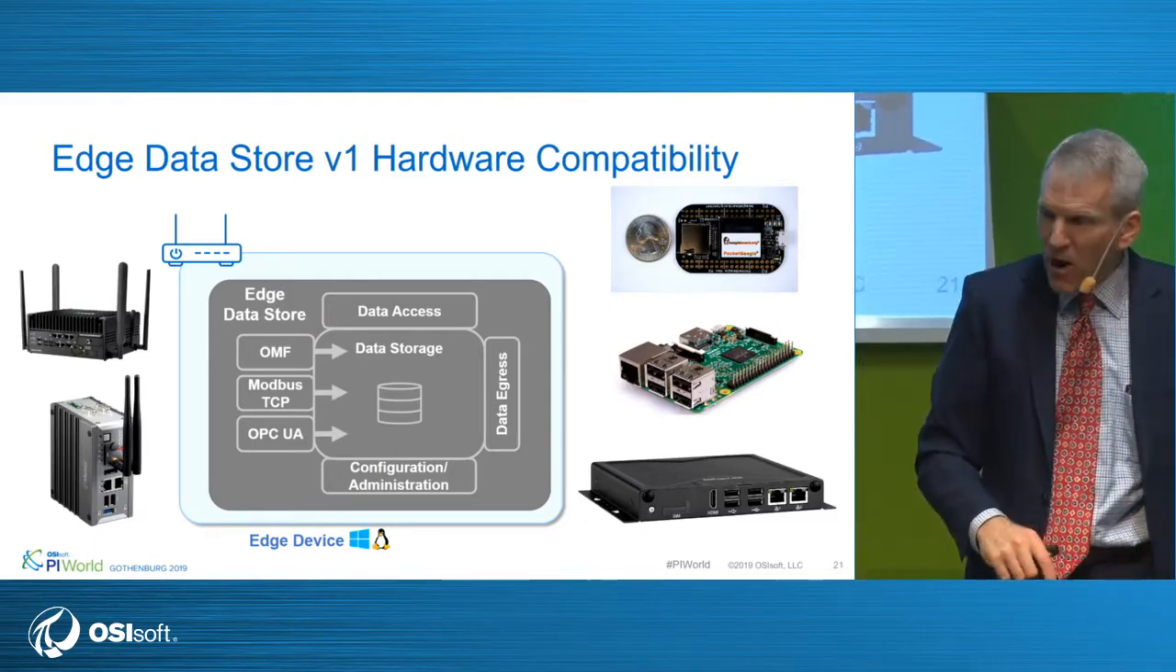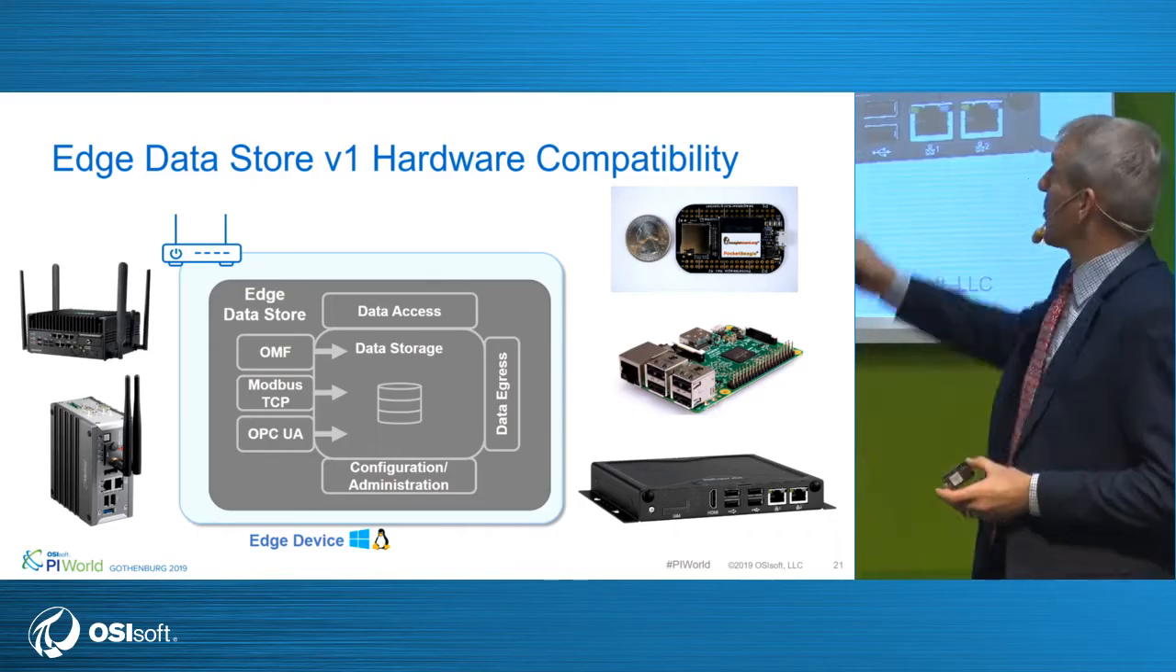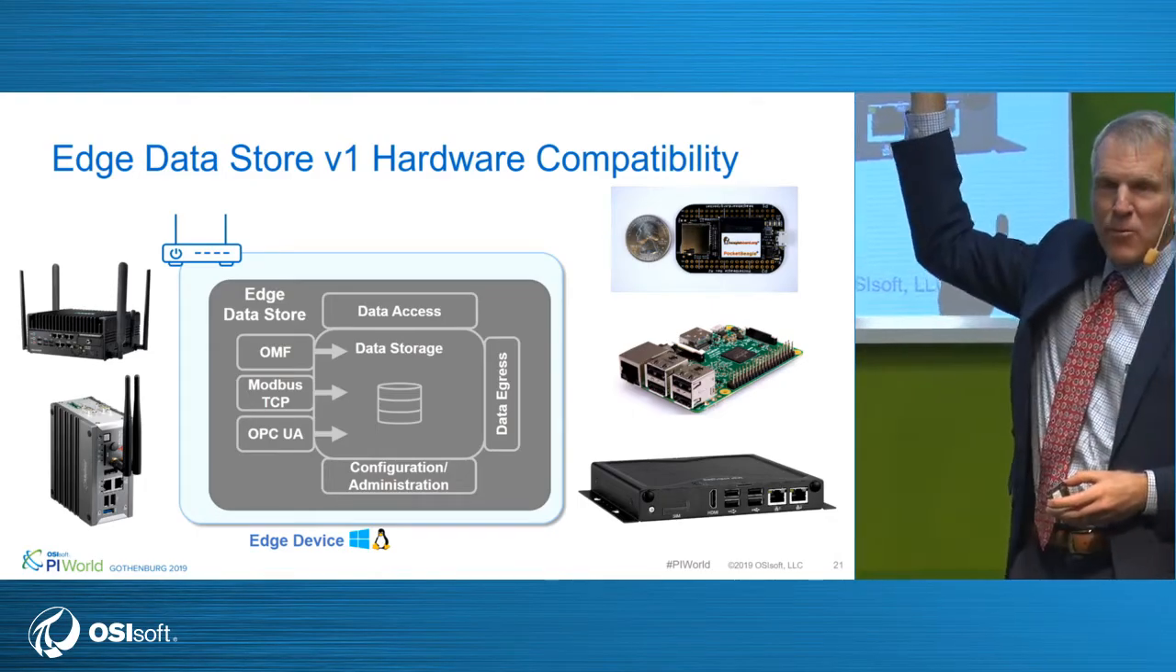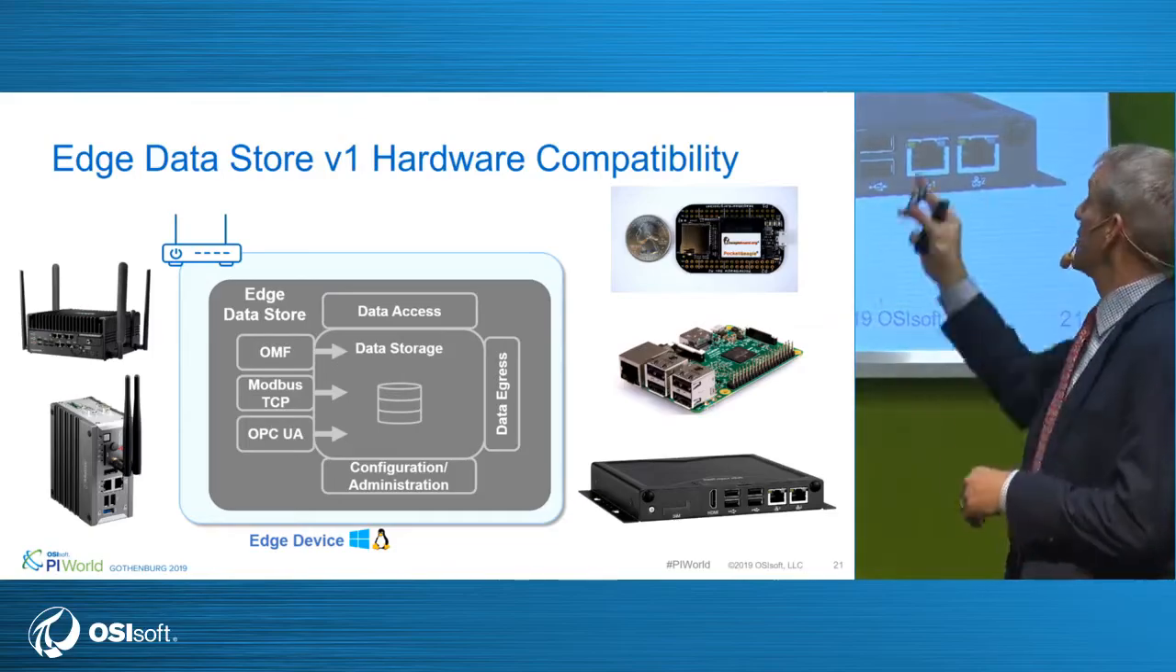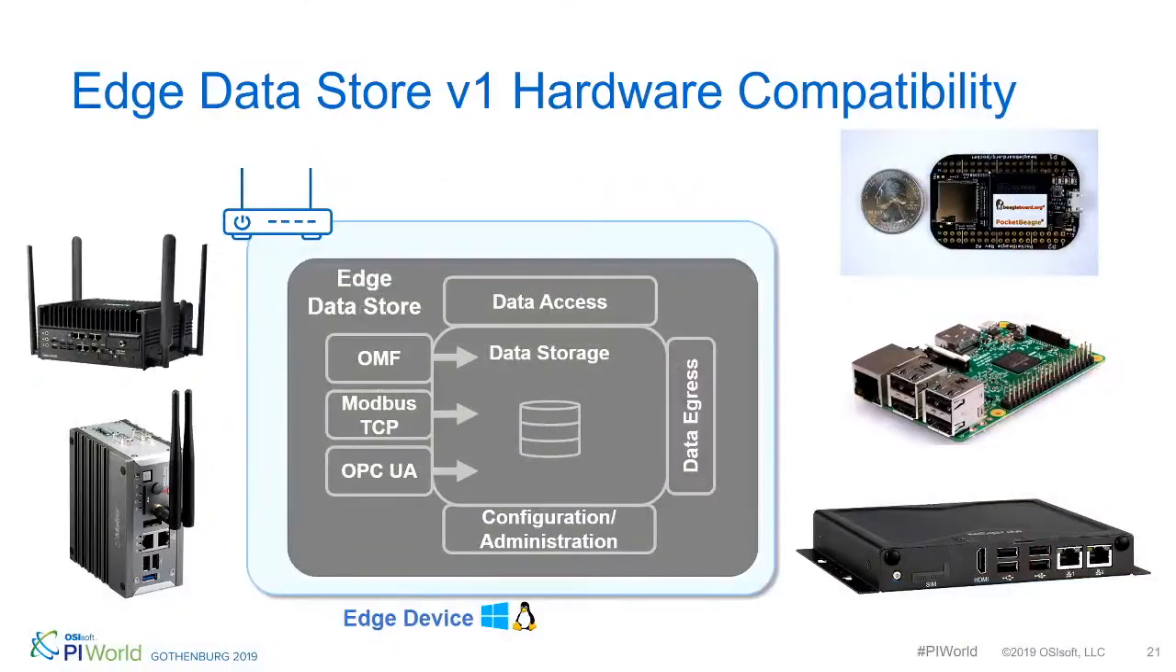And I brought a little prop with me today. So in the upper right-hand corner, this is what's called a pocket beagle. That's this big. That's a US quarter next to it. That's about the size of a euro coin. So this is the type of device. When we say small devices, this Edge Data Store is running on this device. You'll see this same thing in the exhibit hall.